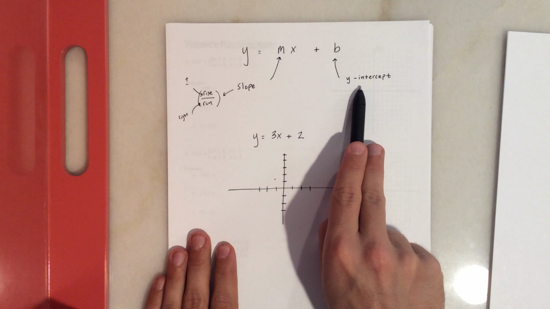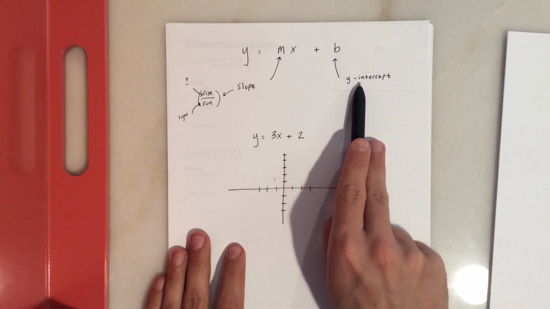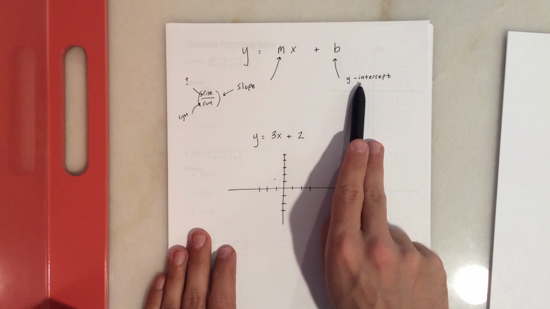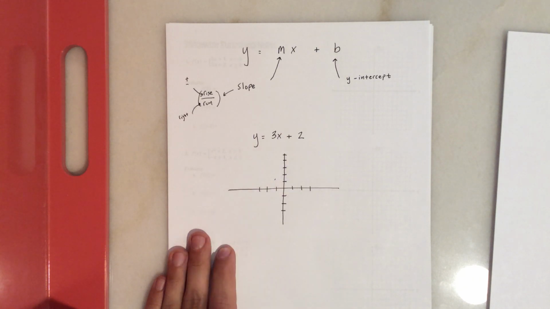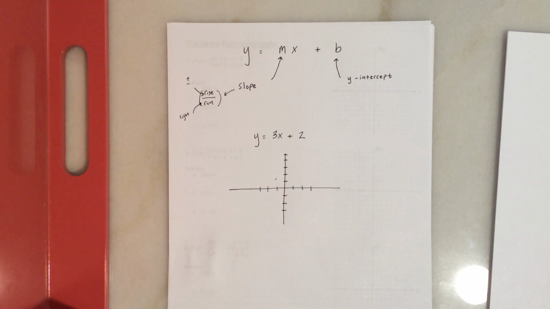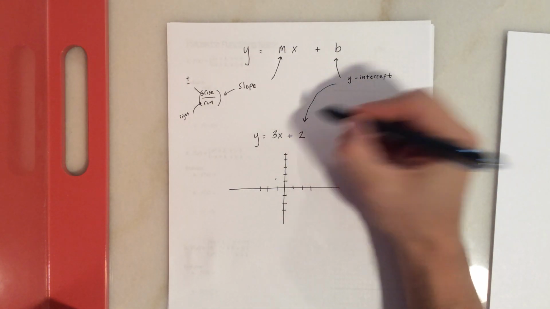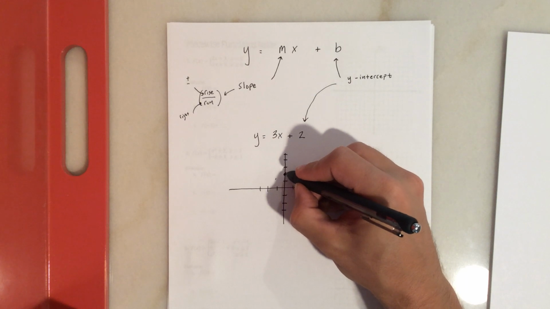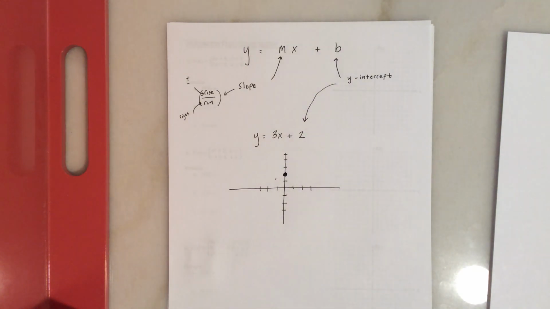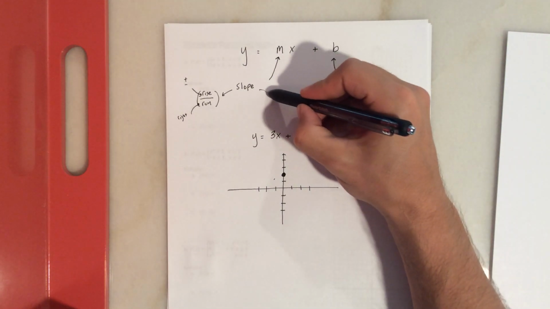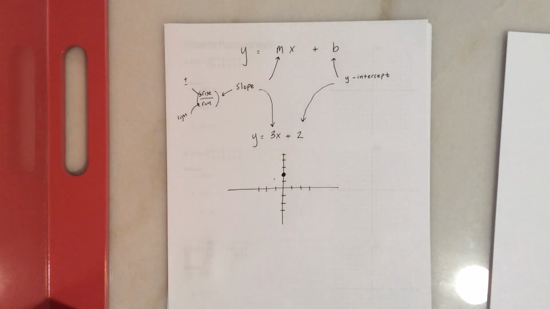And the b is the y-intercept, the y value where it crosses the y-axis. Okay? So let's graph this very quickly. y equals 3x plus 2. This is a pretty easy line to graph. It has a y-intercept of 2, so it will cross the y-axis at positive 2. And it has a slope of 3.